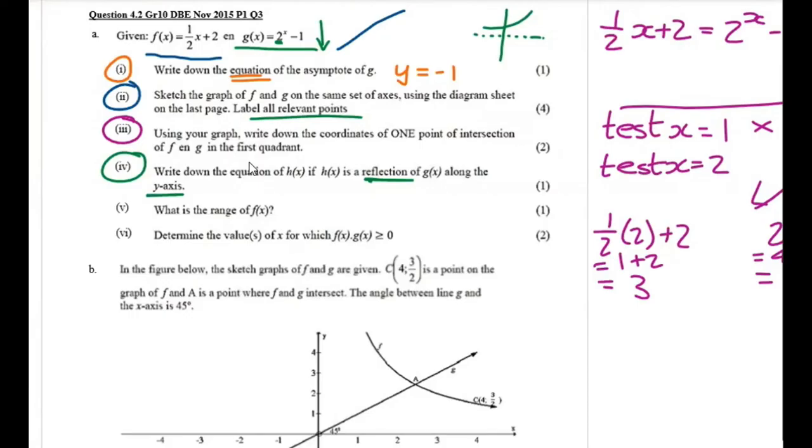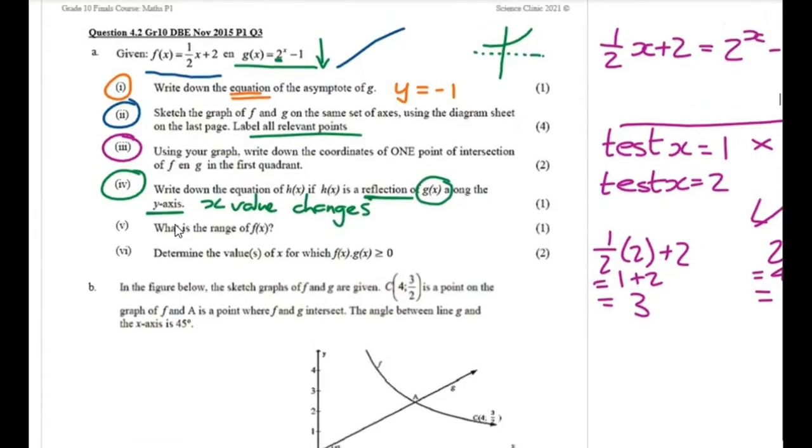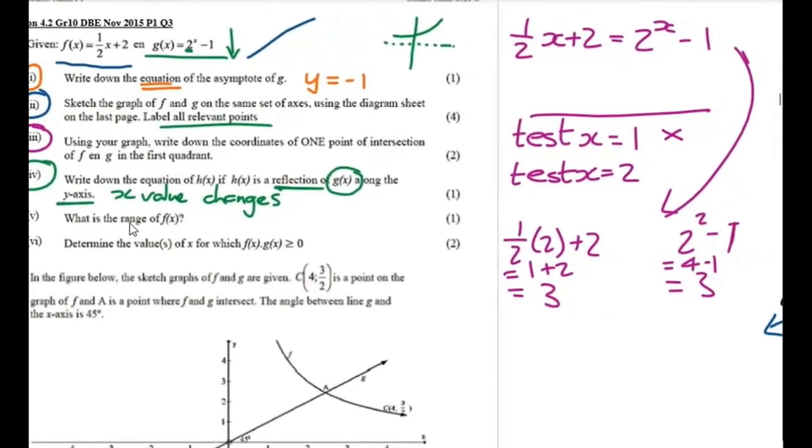Okay, so if I've got my y-axis here and I reflect something over, do you see the y value is staying the same, but my x value is going to change sign. So what happens here is my x value changes sign. So that is exactly what we do. We're going to take the equation for g of x and we're going to change the sign of x.